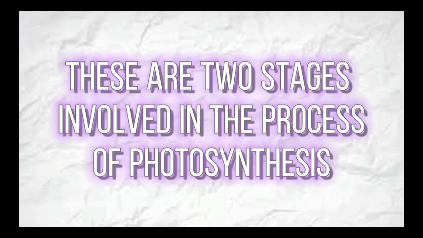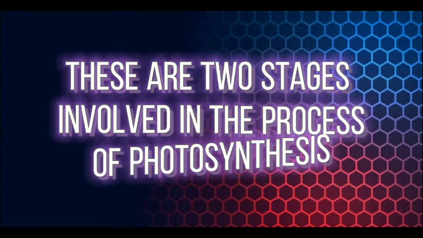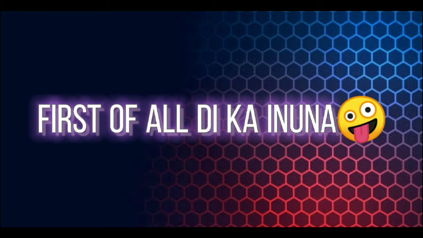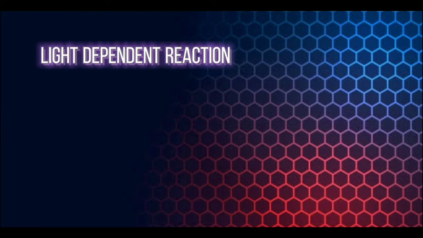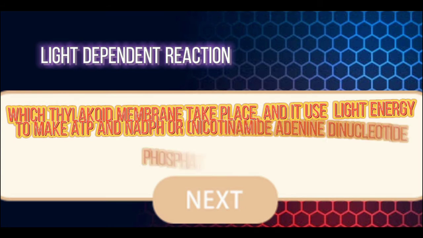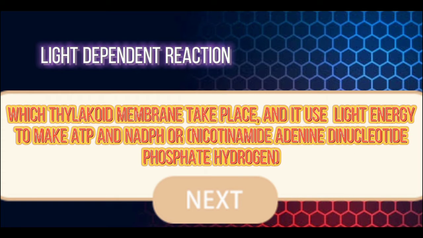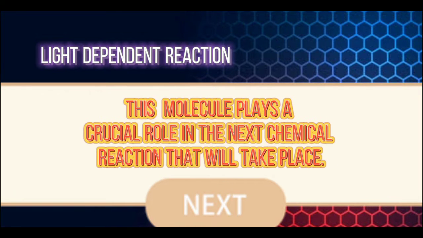And we have two stages involved in the process of photosynthesis. First of all, di kainuna. Joke. Ito na talaga. So first is light-dependent reaction which takes place in the thylakoid membrane and it uses light energy to make ATP and NADPH. These molecules play a crucial role in the next chemical reaction that will take place.